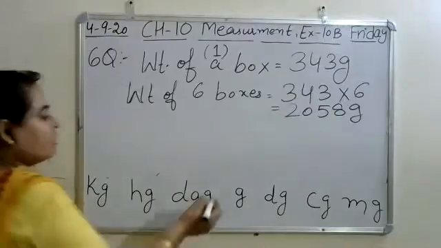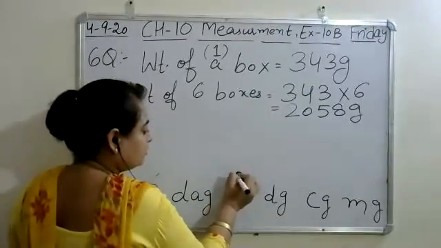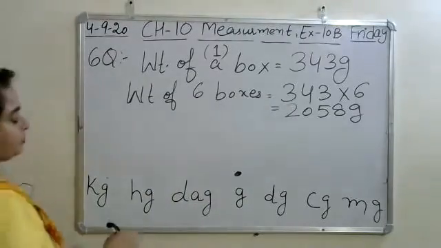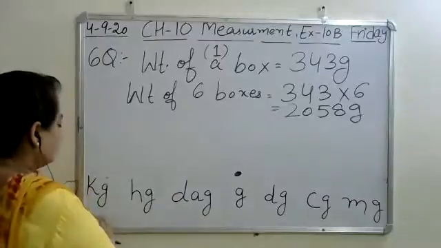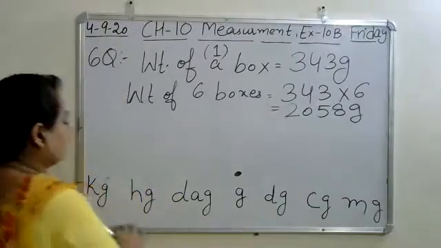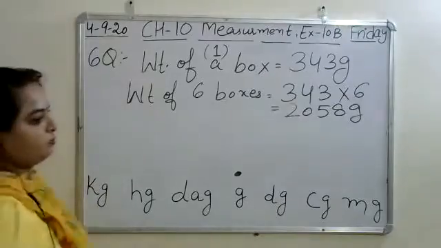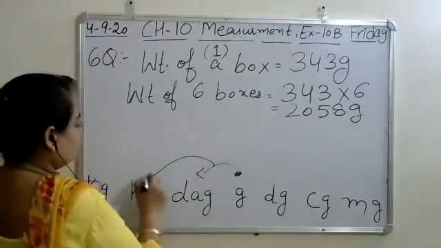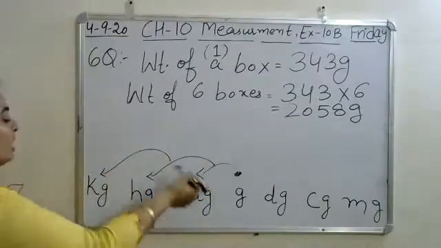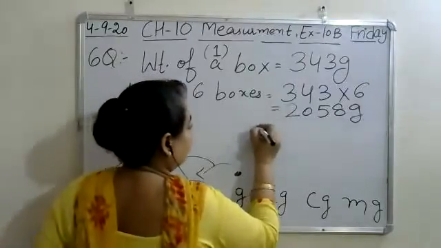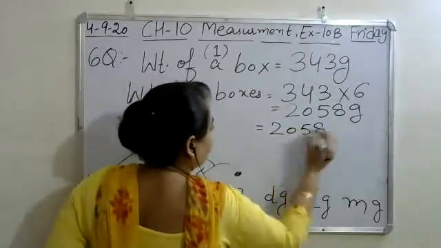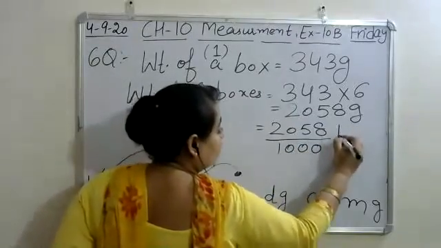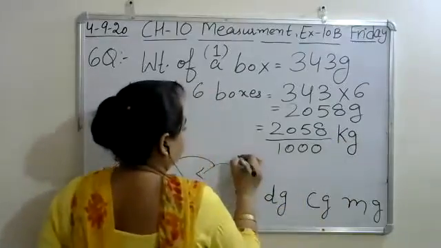Now tell me, how can you convert this gram to kilogram? We will write a formula. Formula is 1000 grams is equal to 1 kg. Formula is already on the board. Now tell me movement on which side? Left side. Very good. So 1, 2, 3. Movement towards the left hand side means we will divide. So 2058 divided by 1000. Now here you will write kilogram.